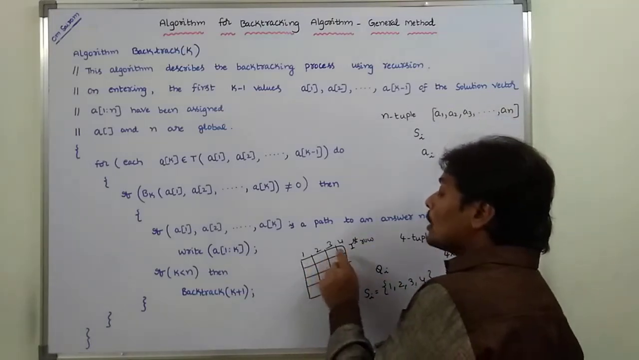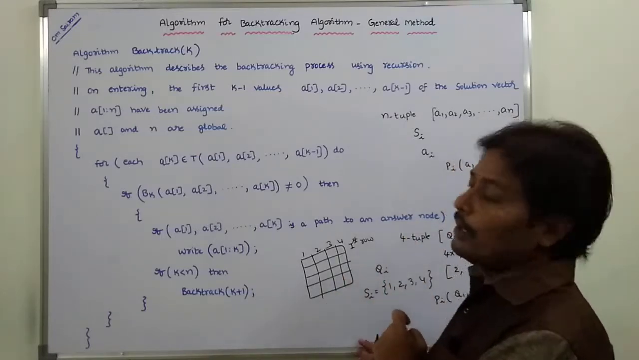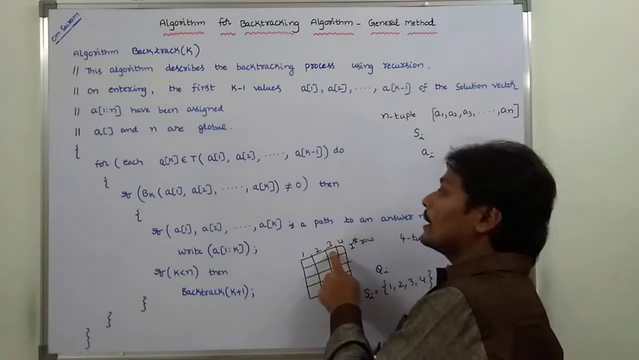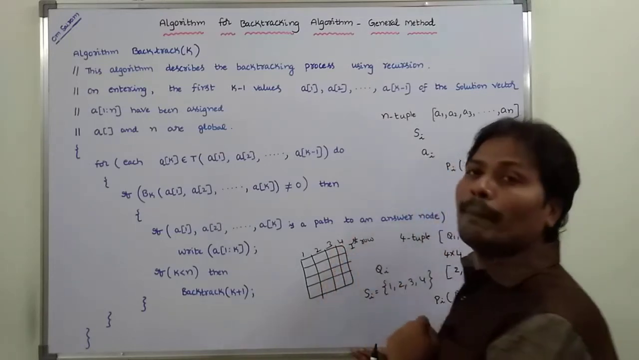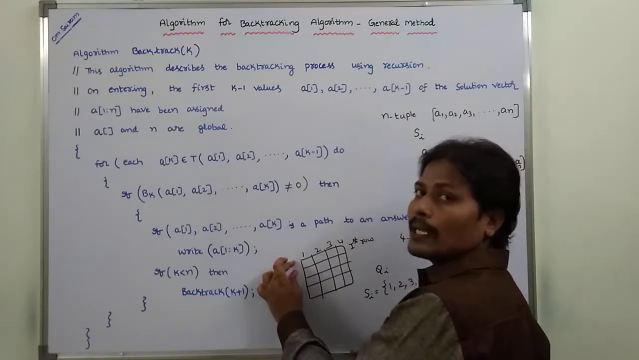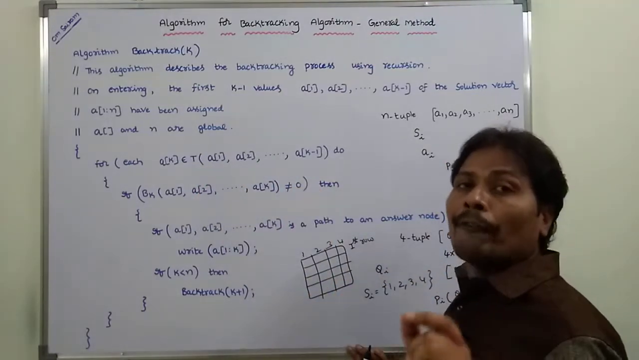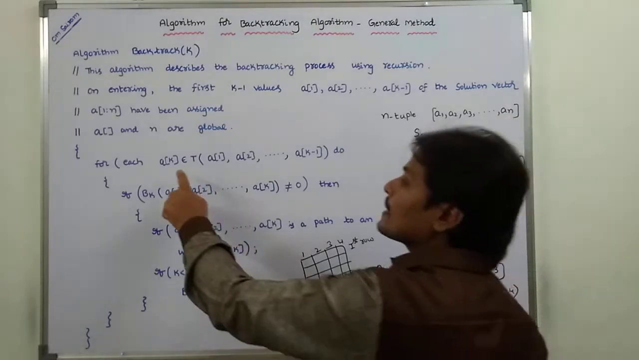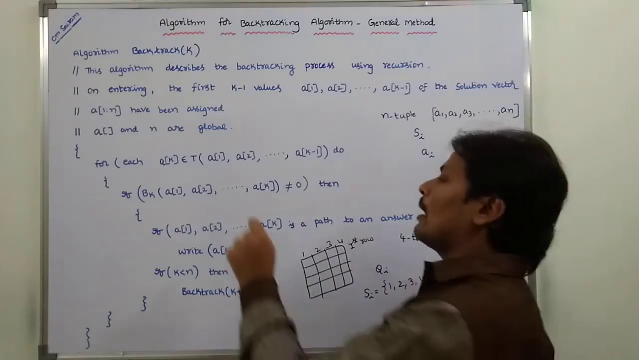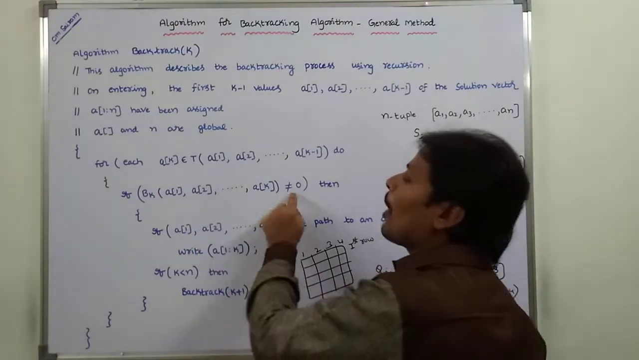What are the possible values for placing queen 1 on the 4 by 4 chessboard? First column, second column, third column, or fourth column may be chosen. So these are the possible values for placing queen 1 as the first component. The function t contains the set of all possible values for placing queen 1 on the 4 by 4 chessboard. Once a value is chosen from the t function, it must satisfy the bounding function.